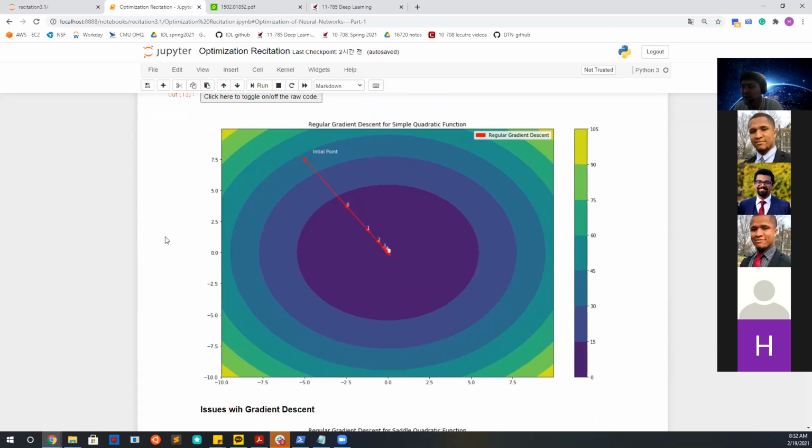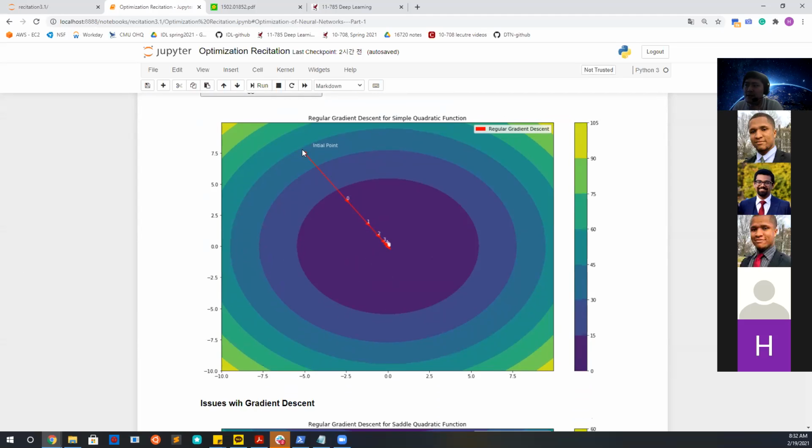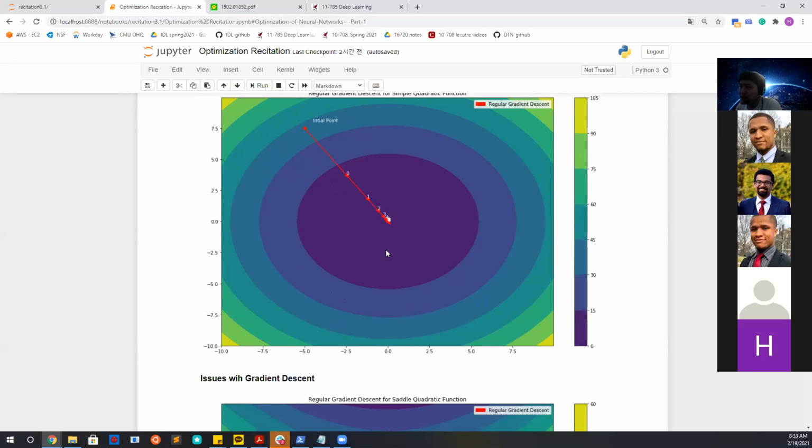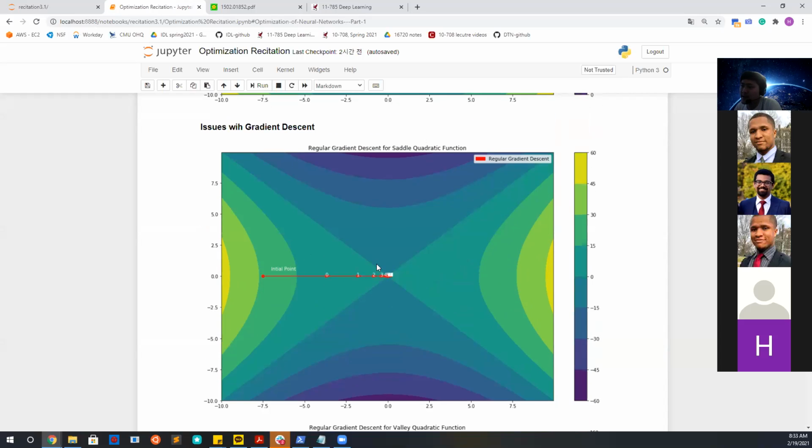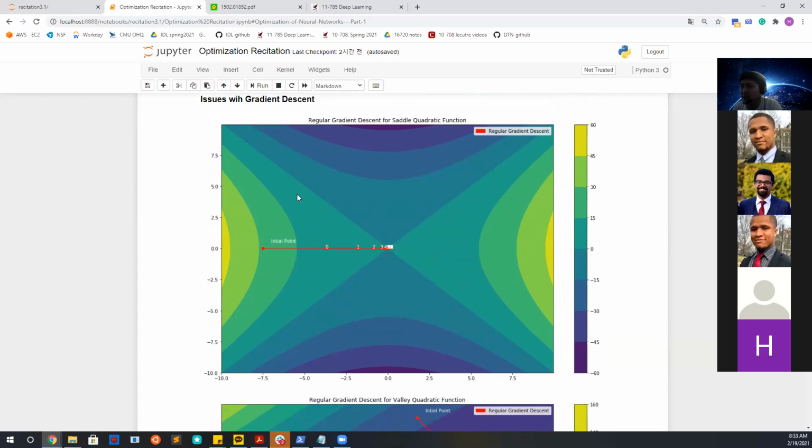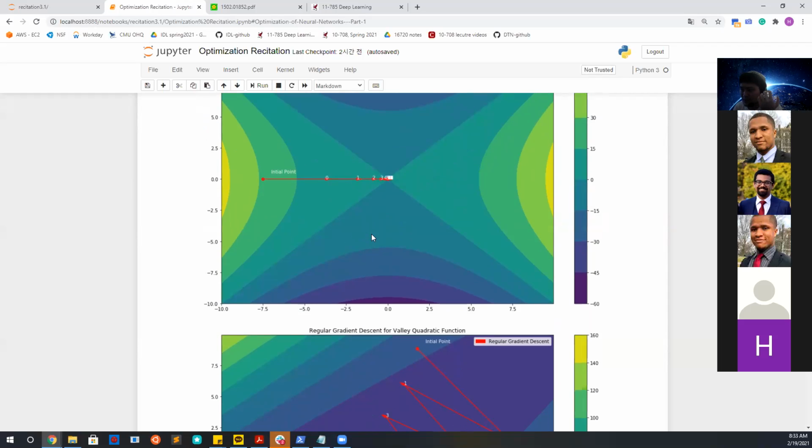Here are some visualizations of basic regular gradient descent. This is just a convex quadratic function, and you can see that it steps gradually towards the minimum point as you move on. However, for these kinds of systems, where the darker areas mean the function values are smaller, there's a saddle point here, and regular gradient descent algorithms can get stuck in saddle points because the gradient is zero, or get stuck in a local minima.